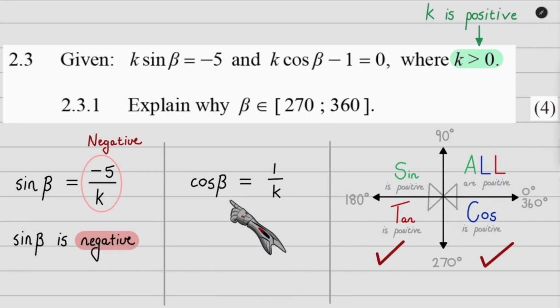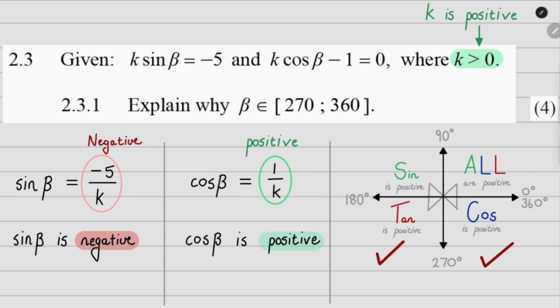Okay, now it's the cos's turn to get manipulated, my friend. Alright, k is positive, as they told us earlier in the question. And then that 1, it's also positive, there's no negative there. So a positive divided by a positive will give us a positive number. And with that, we can conclude that cos beta is positive.